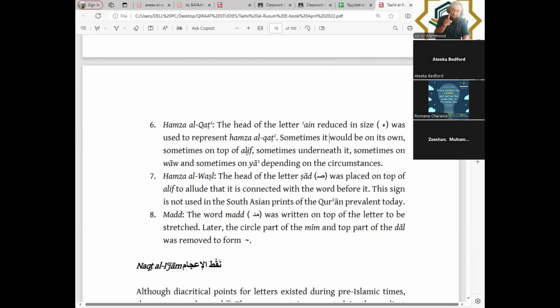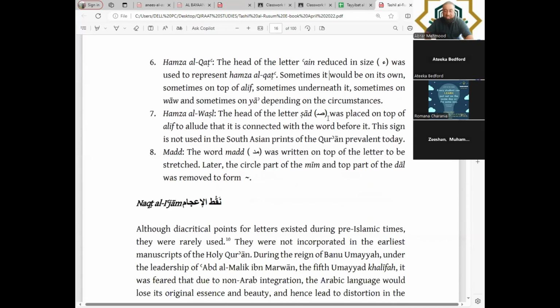Sometimes you'll see the Hamza separate, which is more so in the South African or the South Asian Mushafs. Okay, so you find that slight difference. Hamzatul Wasl. So again, more so in the Madani Mushaf, you'll see the head of the Sad. But again, in the South Asian Mushafs, it is not used. Okay, so again, you can already see there's differences. So to highlight what is a Hamzatul Wasl, in the Madani Mus'haf, you got the head of the Sad here, but in the South Asian or the South African Mus'hafs, you won't see that.